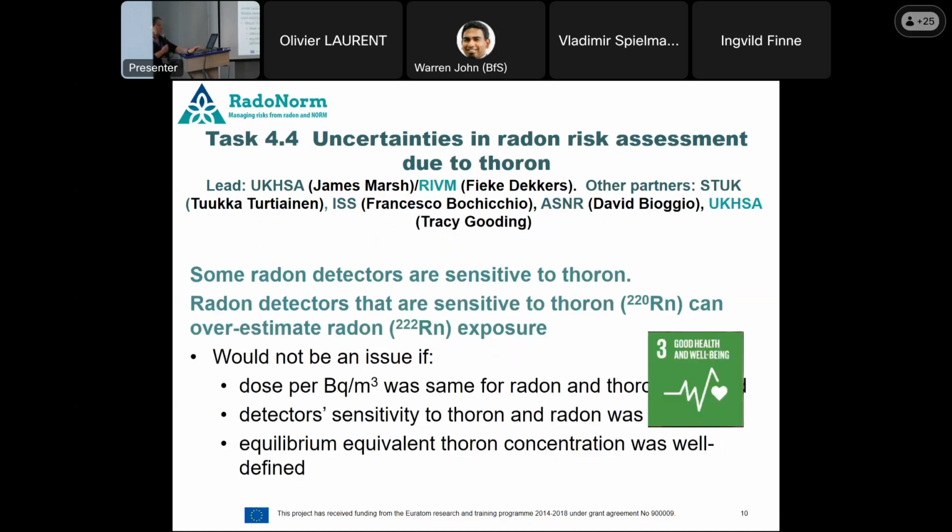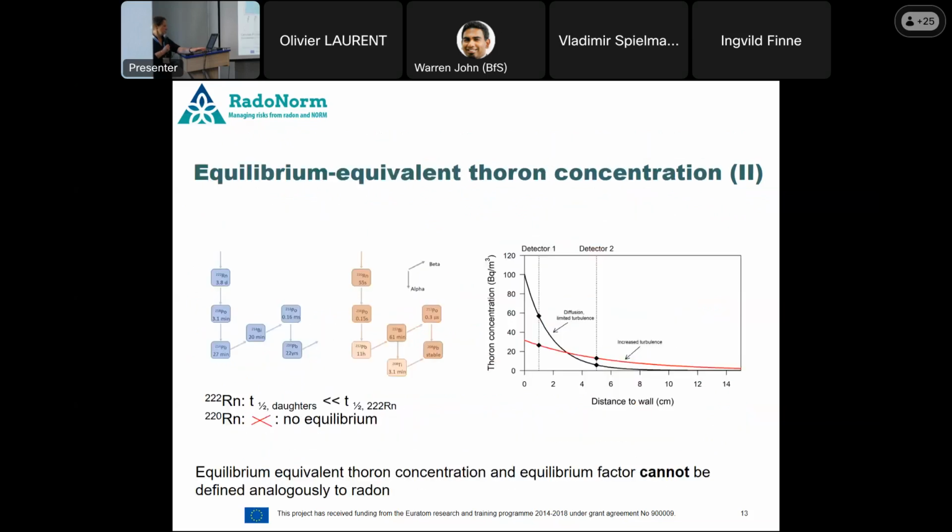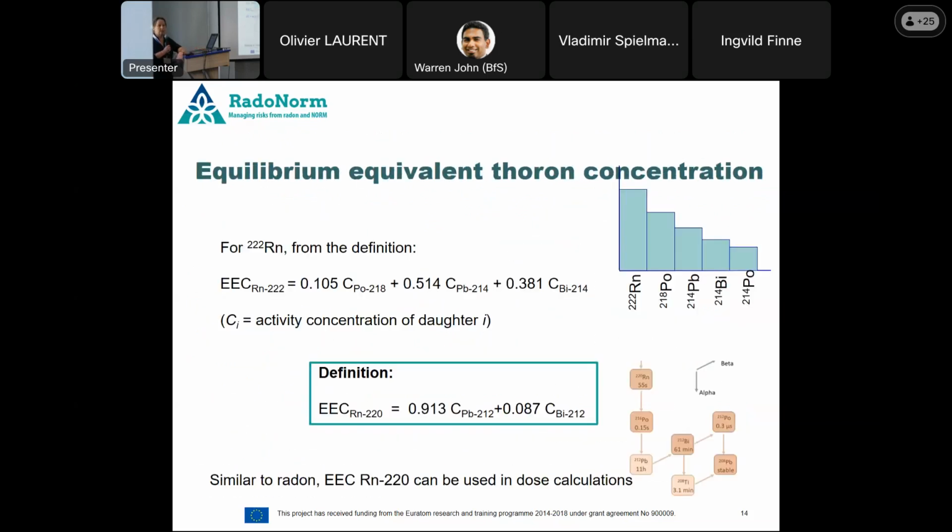So, I'm going to skip the second part of this, which was more about if we now also want to assess the effect of thoron on health, then ideally, if you wanted to do this in a way analogous to radon, you would like to have knowledge of the equilibrium factor. So for radon, you measure radon, multiply by an equilibrium factor to obtain the equilibrium equivalent concentration, and from this you obtain a dose. Now, for thoron, this will not work, because there is no such thing as an equilibrium equivalent concentration, but you can still meaningfully define an equilibrium equivalent concentration.